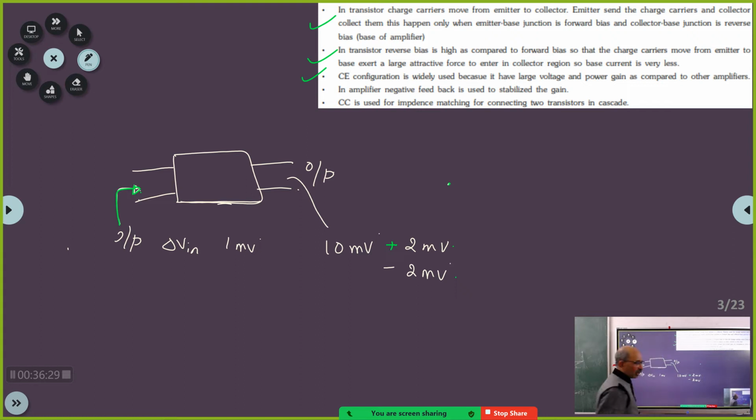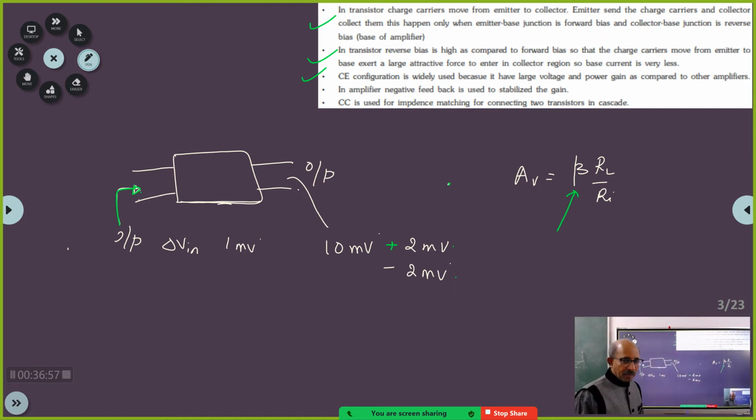Now, I would have designed the amplifier transistor. How can this go to this value? Because after all, voltage gain AV is equal to what? Beta times RL by RI, correct? For a common emitter configuration. Correct?